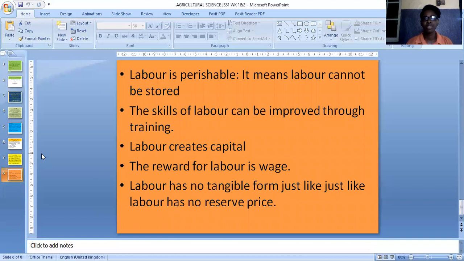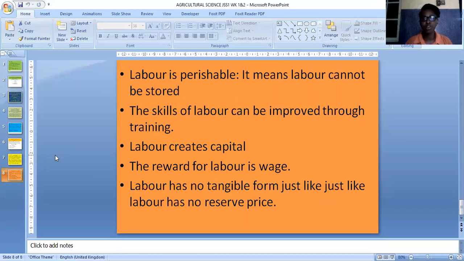What are the characteristics of labor? Labor is perishable. It means labor cannot be stored. Once you are given a task and it comes to an end, that is it. It can never be what? Stored. It can never be stored from generation to generation. Once the task has come to an end, that is it. That is the end of the labor.